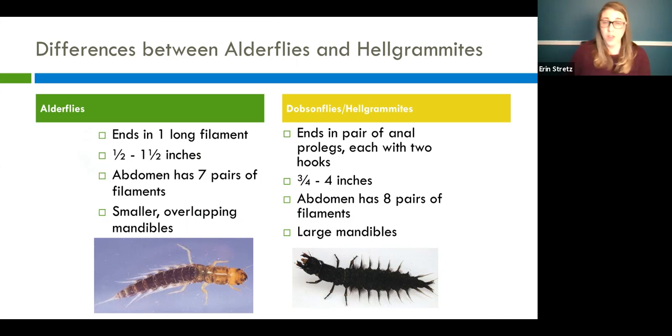So the major differences here: we're looking at the mandibles. The Dobson flies are going to have much larger and wider jaws at the top of the head than the alder fly. They both have those filaments coming off of the abdominal segments. The Dobson flies will have 8 pairs. The alder fly will only have 7 pairs. But honestly, it's unlikely that you'll be able to count the filaments on the alder fly because it is so small. And at the end of the Dobson fly, we have the hooks, versus the one filament. Just looking at these in person, I think it will be much more obvious that they're so different.